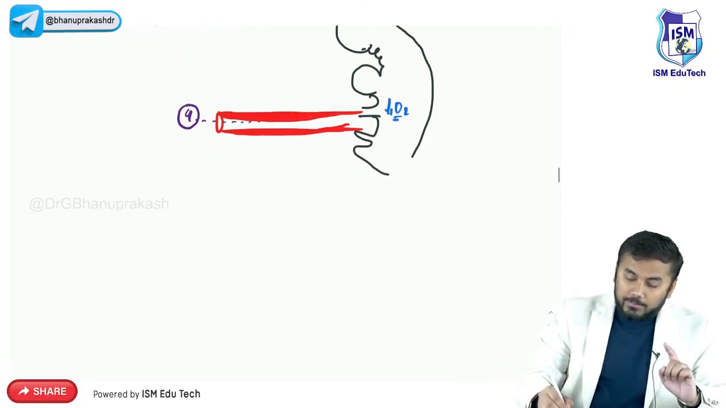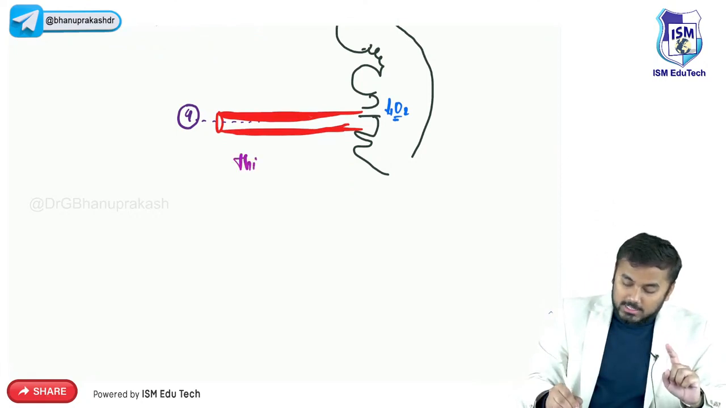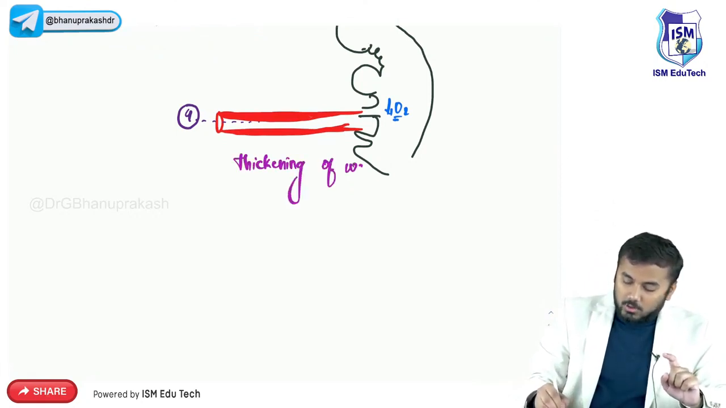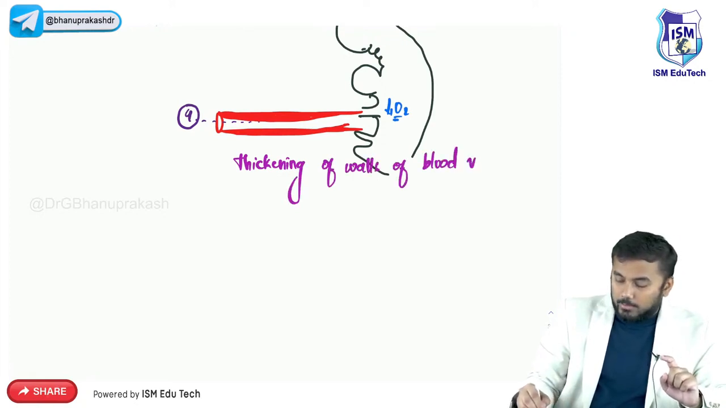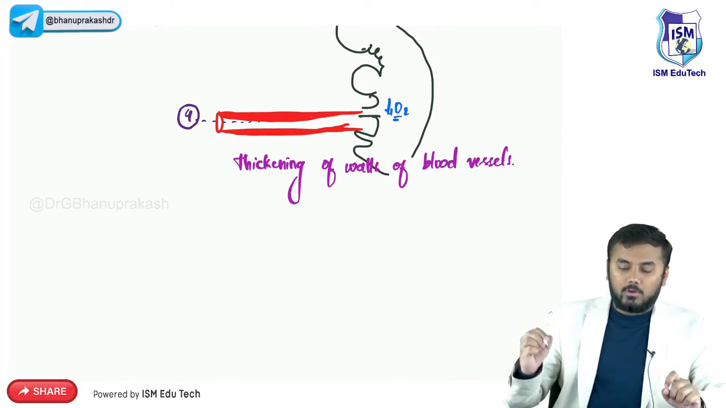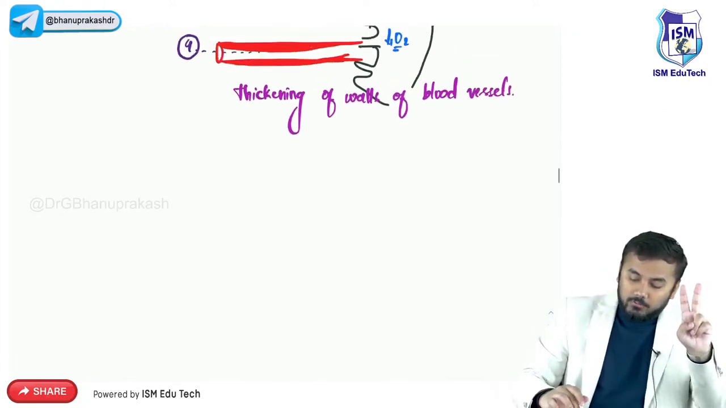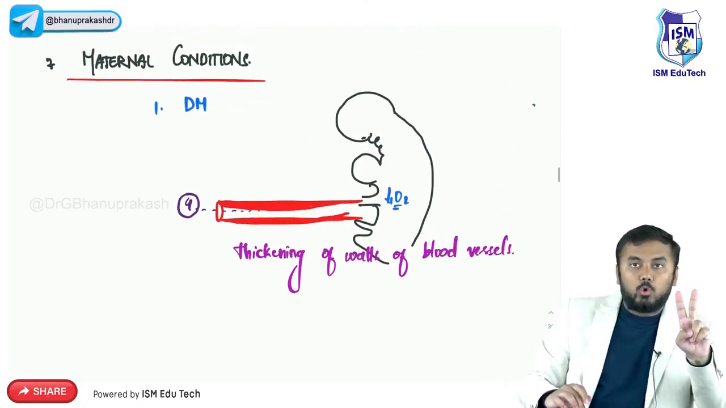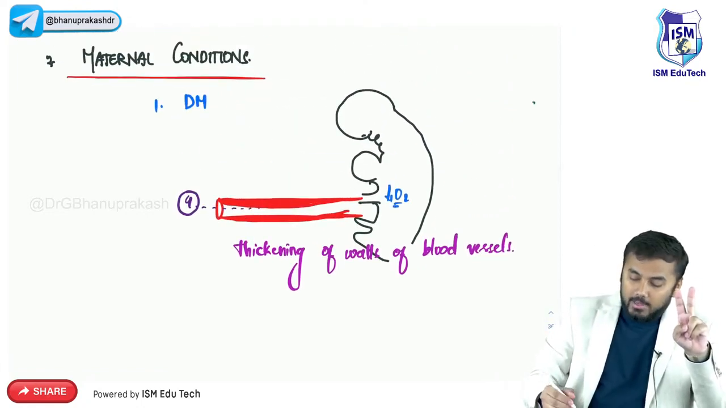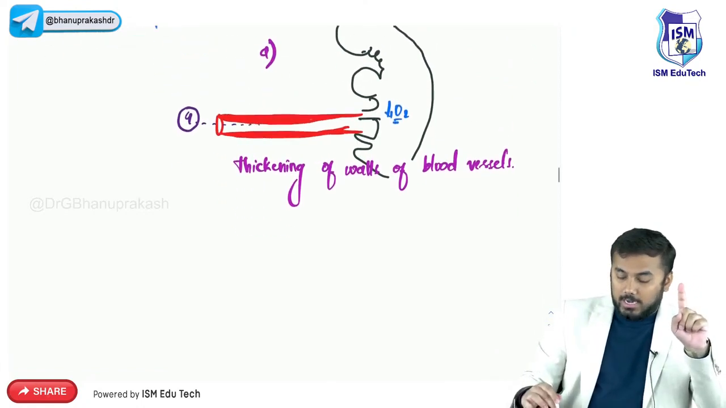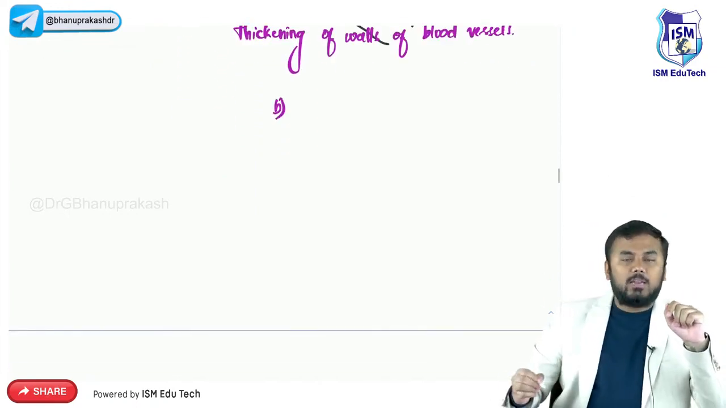So what is the main cause? The main cause is thickening of the walls of the blood vessels. Thickening of the walls of the blood vessels. Okay. Second important cause. For example, if there is high level of glucose, this is one cause, and now look at the second cause. What can be the second cause?